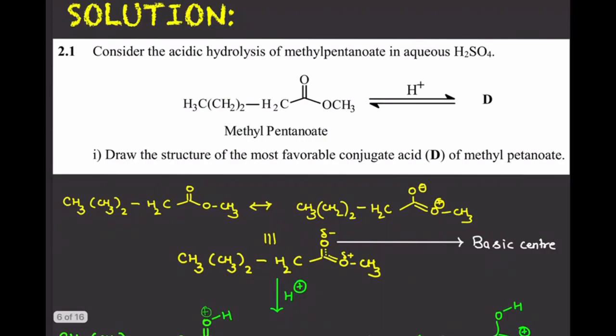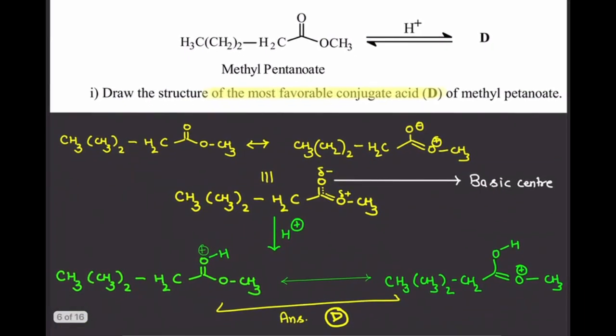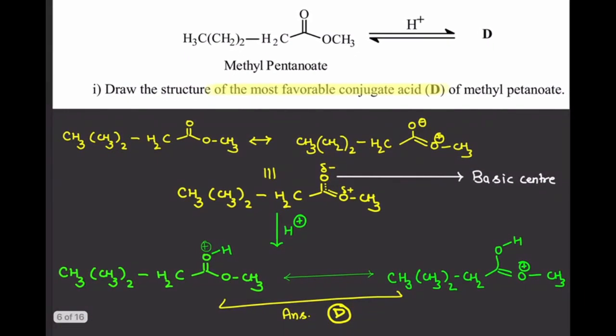Now the 2.1 question, let us read here. It says, consider the acidic hydrolysis of methyl pentanoate in aqueous H2SO4. Draw the structure of the most favorable conjugate acid. Though I have already drawn it, I'll read it with you. Do not rush. Please be with me while solving the question. Here I have drawn the structure of methyl pentanoate as given in the question.